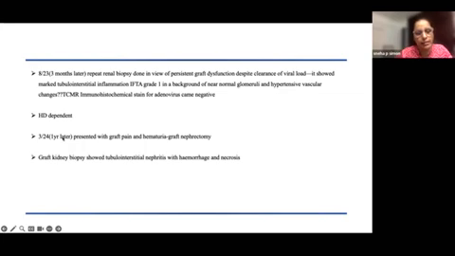Almost 1 year after adenoviral disease onset, he presented in March 2024 with graft pain and hematuria. He landed up in graft nephrectomy, and the graft kidney biopsy showed tubulointerstitial nephritis with hemorrhage and necrosis. So this is the first case.